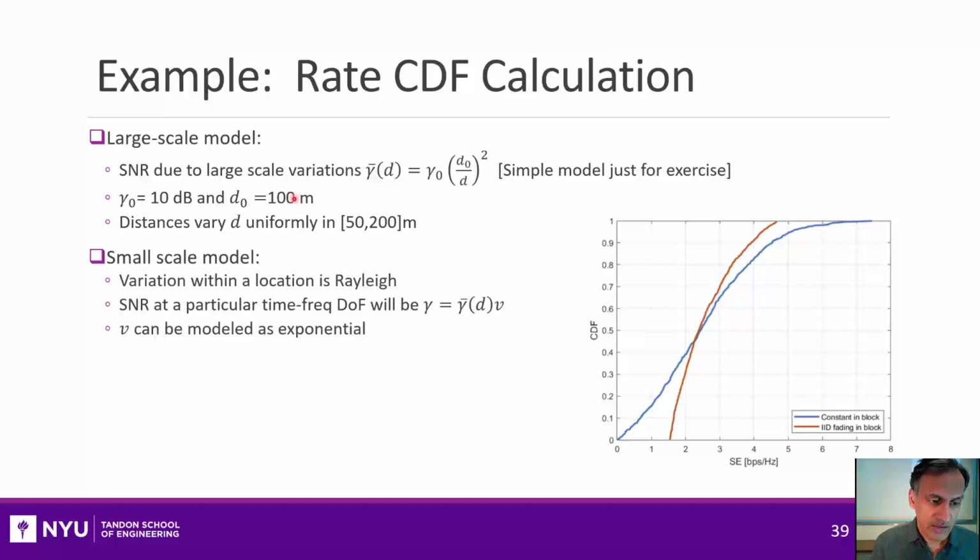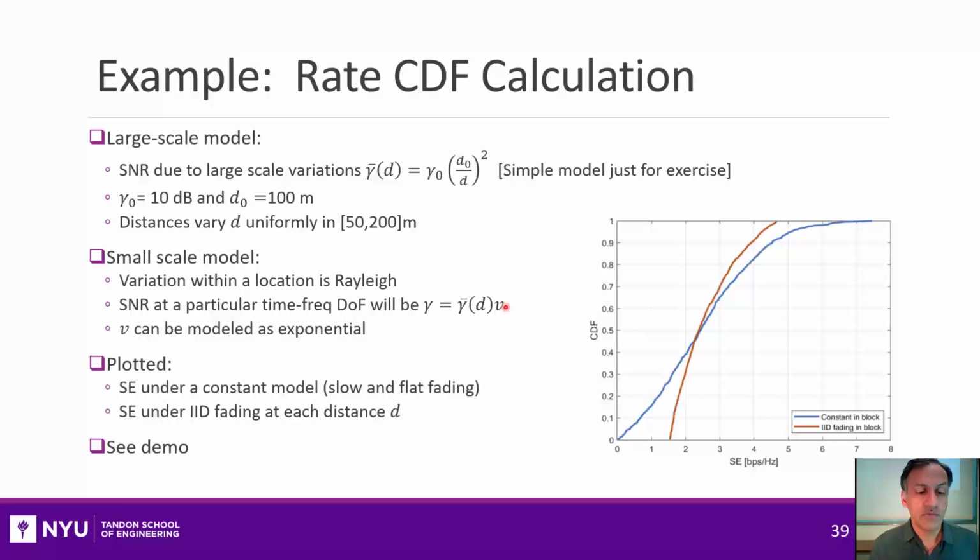Superimposed upon that is small-scale fading. So let's say that it was Rayleigh at each location. That means that the SNR you would experience is the average times an exponential random variable, which is related to that small-scale variability. So you could then plot the spectral efficiency under a constant model. That means that you're basically seeing a slow and flat fading case where you're getting the variability both due to the distance where you are along with the fading V. You can see that's a very large possible variation.